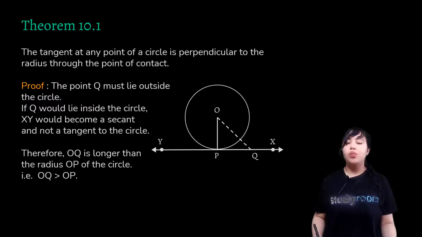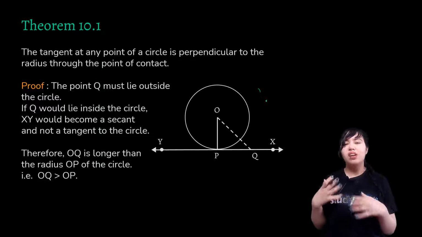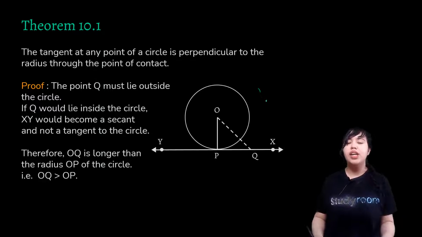So why are we not taking this point Q anywhere else? Why only on the tangent? Because if we take it outside, then we can't really make much use of it. And if we take it inside, then it will become a secant. Alright, so we have to take it over here. And if I take it on this circle, then what would happen? It would become just a radius of the circle, right?